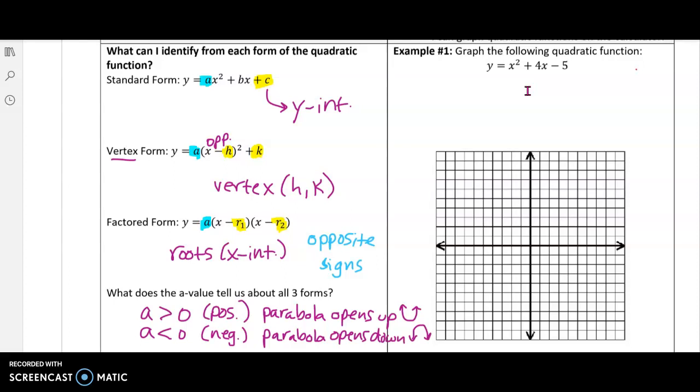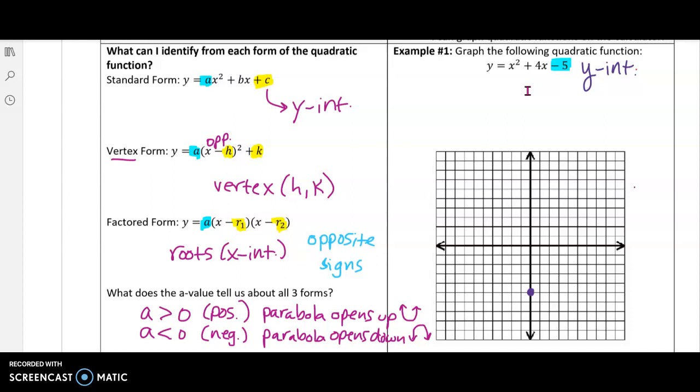So let's start off by graphing a simple one, which is the standard form. The c value, remember, as it says on the left, the c value is your y-intercept. So we know at least 1 point already. The y-intercept is -5, and we can go ahead and plot that at -5. But we need a lot more points to draw a parabola, at least 3 to 5 points. I recommend 5, and one of them needs to be the vertex.